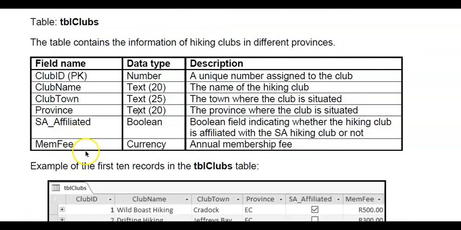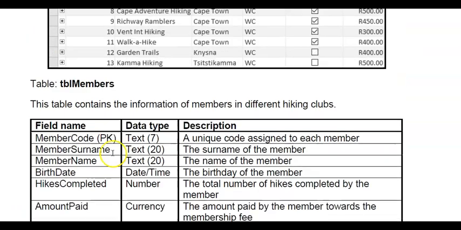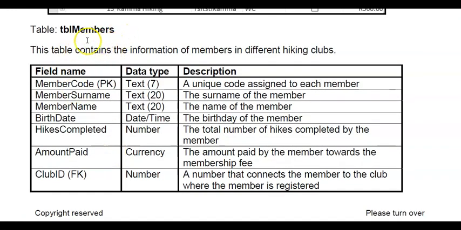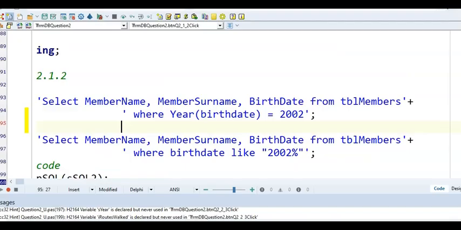Now you can see here the date is not in TBL clubs, it's actually in TBL members. So this is the table we would read from. And if you look at date of birth, it's a date time data type. Here are two solutions. I do prefer the top one because I find it a bit simpler to code.